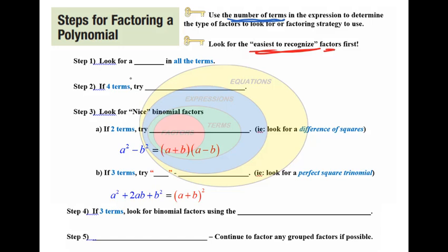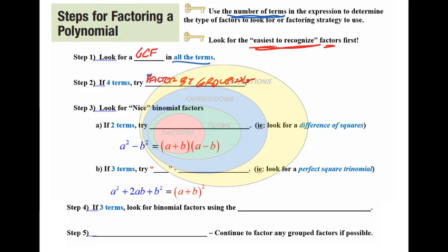So the first step we should do is look for a greatest common factor in all the terms. So look at the whole expression. Is there a greatest common factor? So we will do that. Now if there's 4 terms and there's no greatest common factor, we're going to try factor by grouping. So factor by grouping allows us to look at those 4 terms as two sets of 2, right?